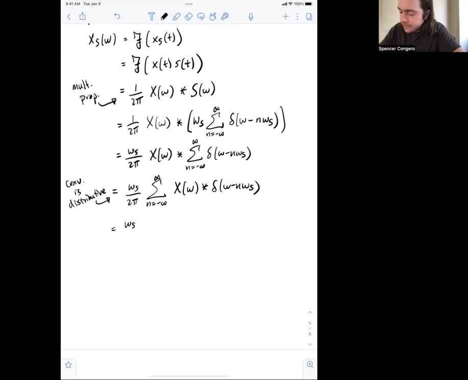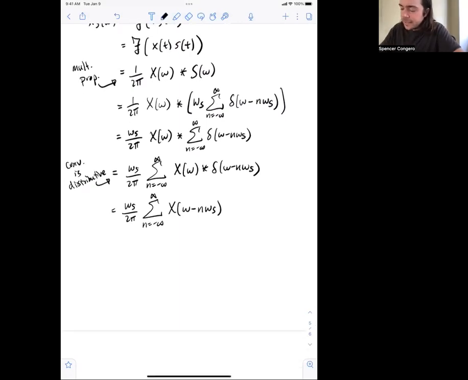So what do we have now? Well, x of omega convolved with a shifted delta, what do we get? We also saw this before in a previous video. That just shifts our function x of omega by that amount. That's it. That's what happens when you convolve with a shifted delta. And then one more thing I'm going to do is just write omega s over 2 pi. What is that? Well, 2 pi over omega sub s is a sampling period, t sub s. So this is the reciprocal. This is just 1 over t sub s.